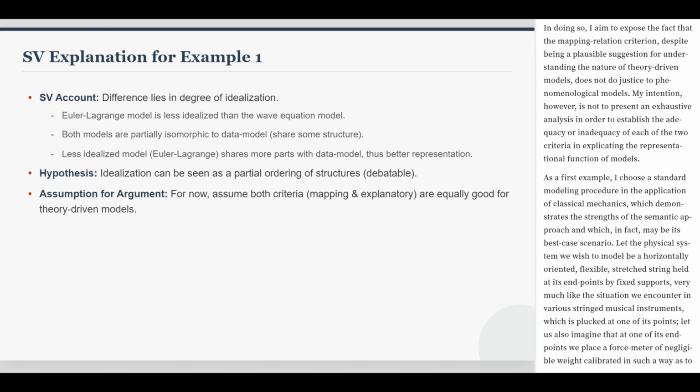Now, is that hypothesis true? That's debatable. But for the sake of argument, let's assume that for these theory-driven models, both the SV's mapping account and Morrison's explanatory power account can handle the comparison reasonably well. The real test comes with models that aren't so directly tied to the theory.